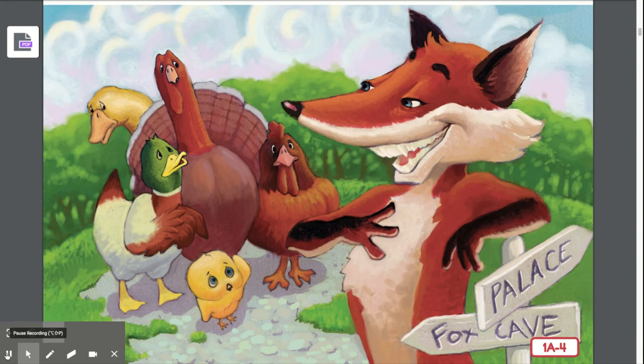Henny Penny, Goosey Lucy, Ducky Lucky, and Turkey Lurkey looked at each other in amazement. "You're right," they cried. And so the five feathered friends ran out of the cave and never went back there again. And from that day on, they thought very carefully before believing that the sky was falling again.